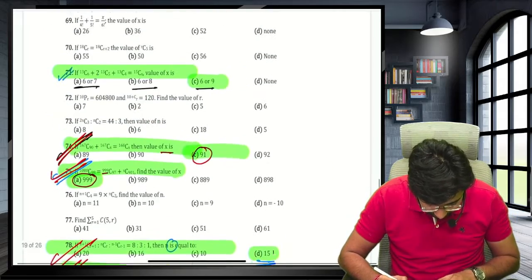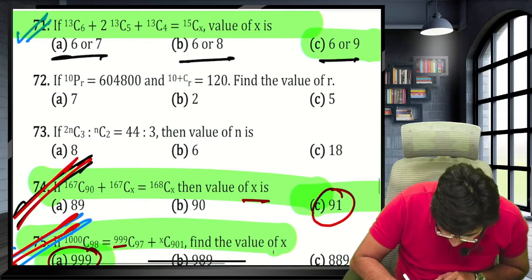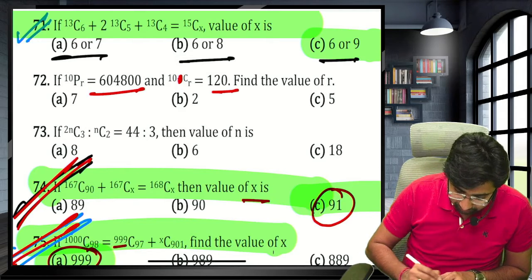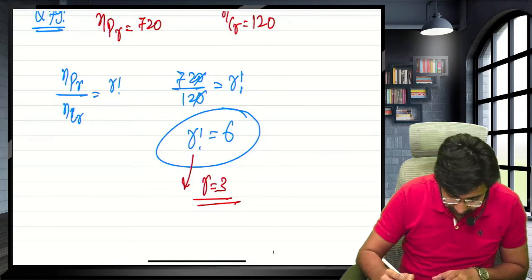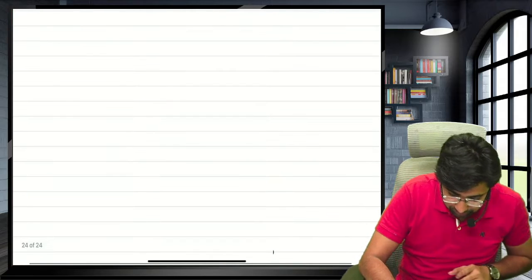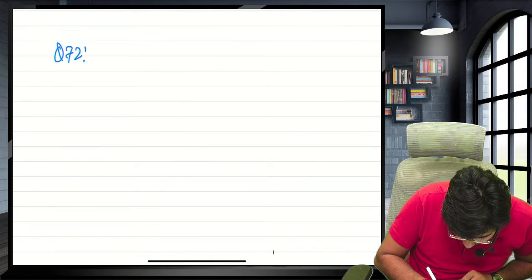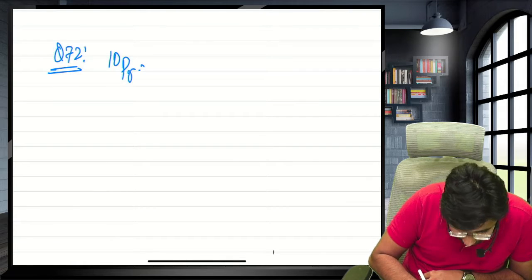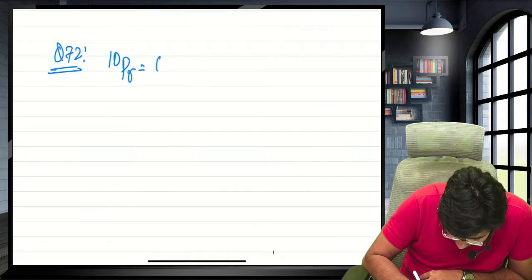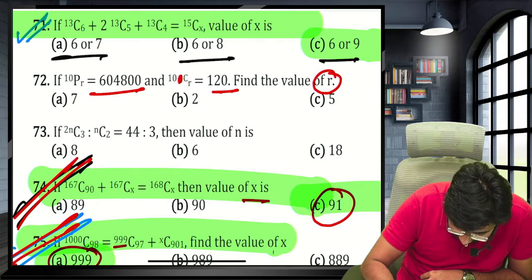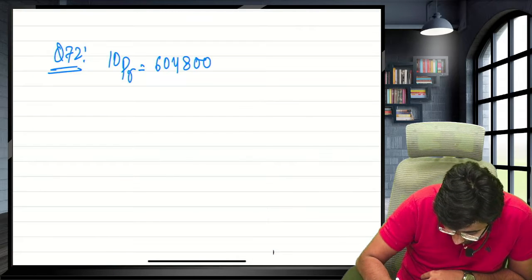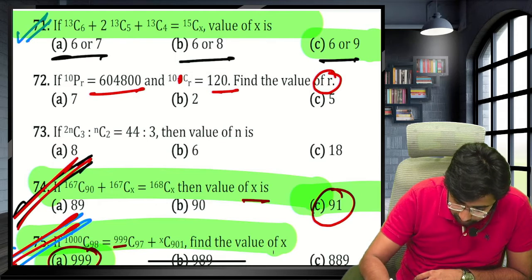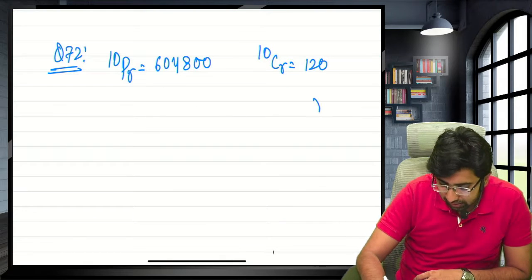Now see this question. Guys, this is not 10P, this is 10CR. Now they have given you 10PR and 10CR. They are asking again the value of r. Question number 72, guys. 10PR is equal to how much? 604,800. They have given you 10CR is equal to how much, guys? 120. Again they are asking the value of r.